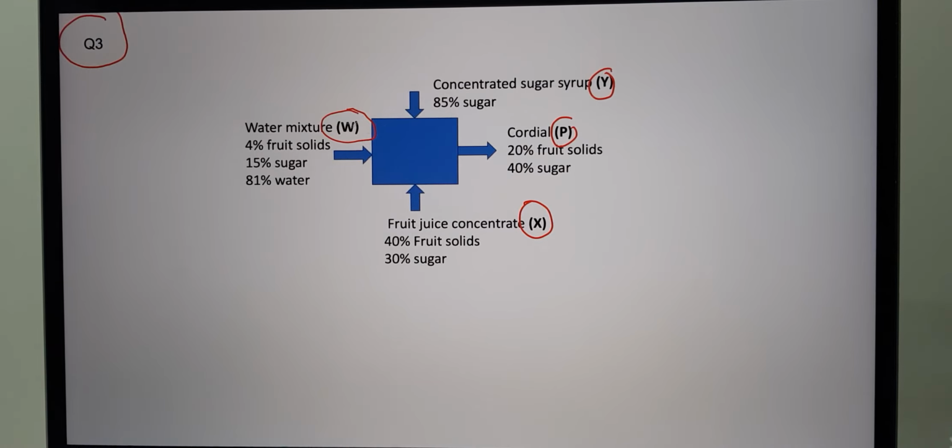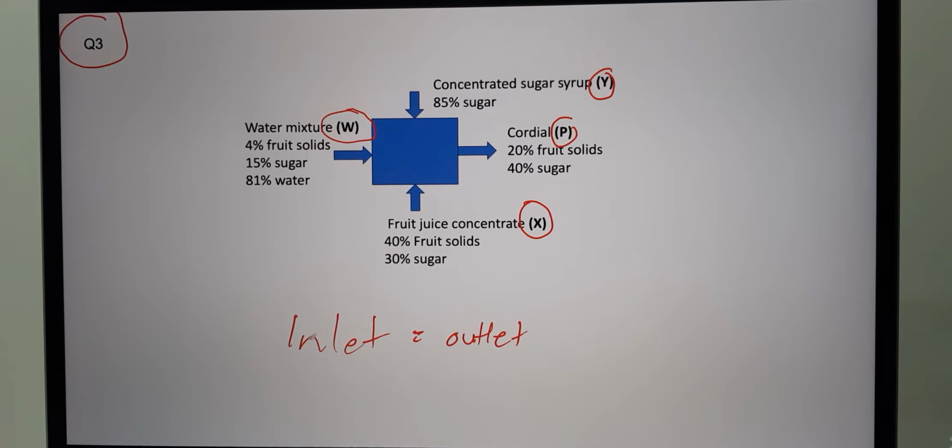Please identify the composition of each inlet and outlet. This information has already been given in your problem statement in the tutorial. Now, first things first, you need to generate the overall mass balance. The overall mass balance, as we have learned previously, is inlet equals outlet.